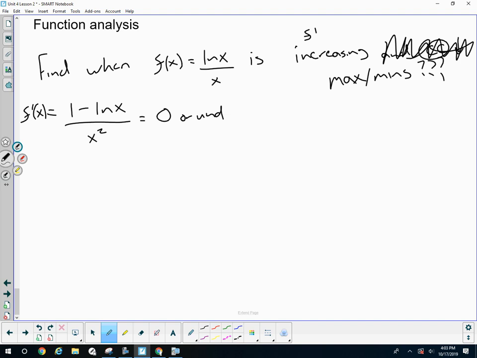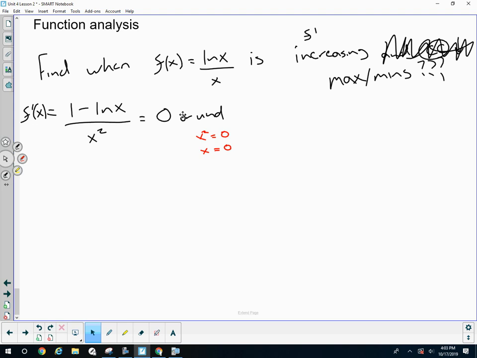0, undefined. Undefined usually we forget about because we always have derivatives that don't have denominators. But I got a denominator here. So I want you to be cautious and be wary. Hey, x should equal 0. That's important.